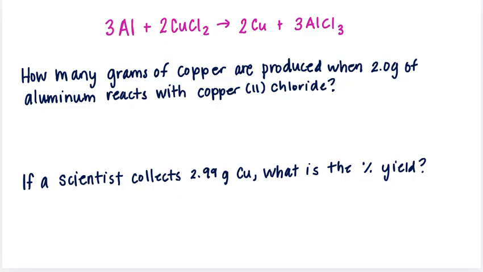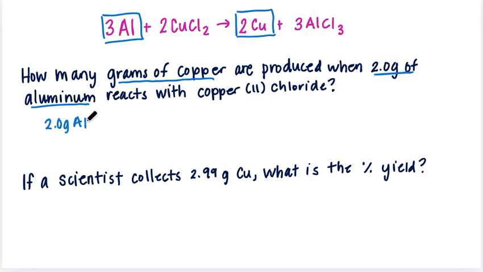We want to determine what two substances we care about the amount of. It is asking me about grams of copper, so I'm going to find copper in the balanced equation. And it tells me about grams of aluminum, so I'm going to find just aluminum in the balanced equation. Now, the aluminum and the copper in this reaction will react in a 3:2 ratio, but that ratio only works when I'm in moles. When I go to start the problem, I want to start with the number that's given to me. So I am given 2 grams of aluminum.